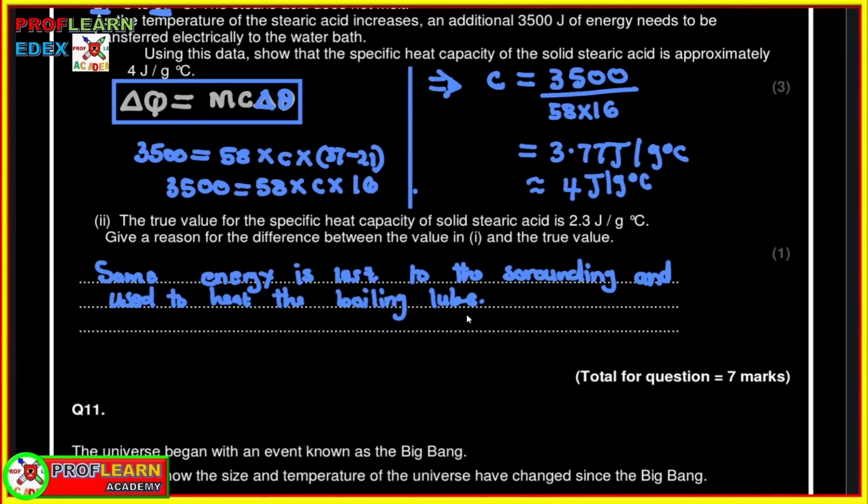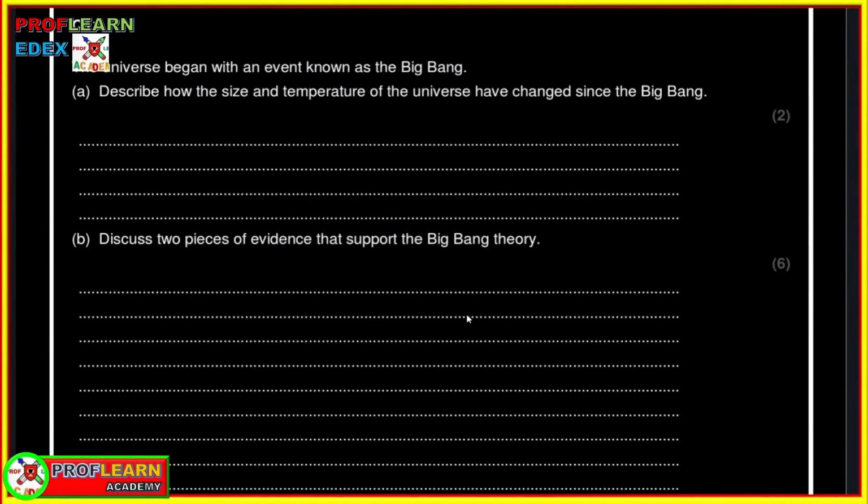So that's the error in the experiment. You need to learn about cosmology. Make sure you go through cosmology, the theory of the origin of the universe. We talked of the Big Bang theory, and evidence for the Big Bang theory.